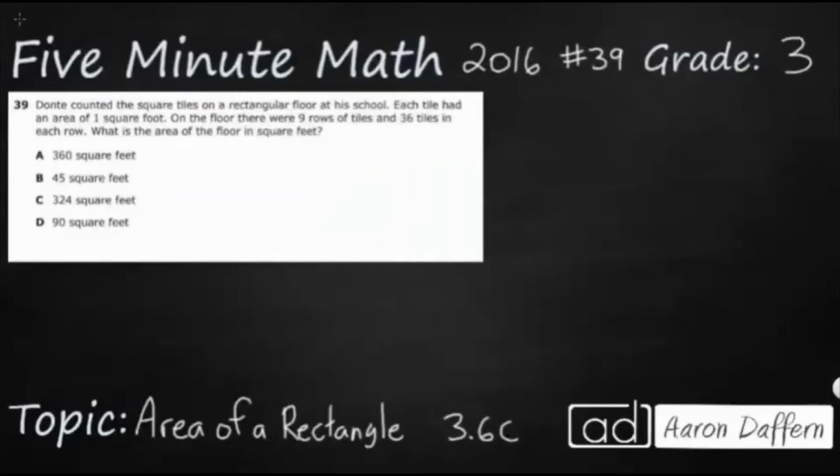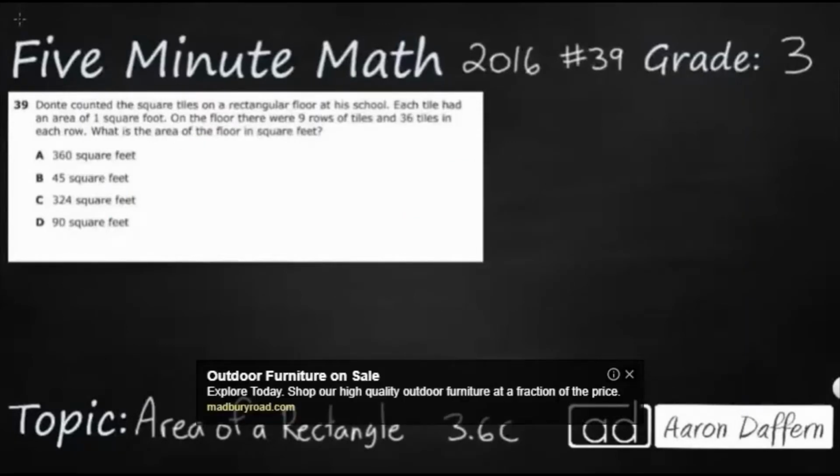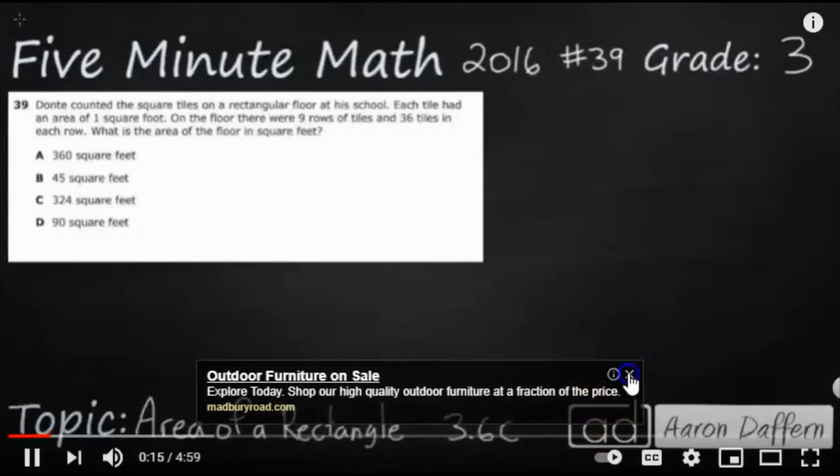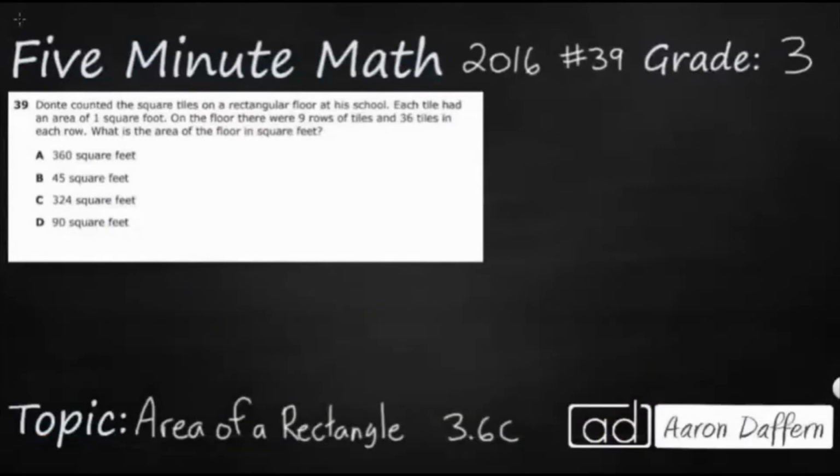The area of a rectangle. This is standard 3.6C in the great state of Texas, and we're using item number 39 off the 2016 release STAAR test. If you have not done so already, please go ahead and take a moment to pause this video, see if you can work it out on your own, unpause it, and we will look at our answers together.